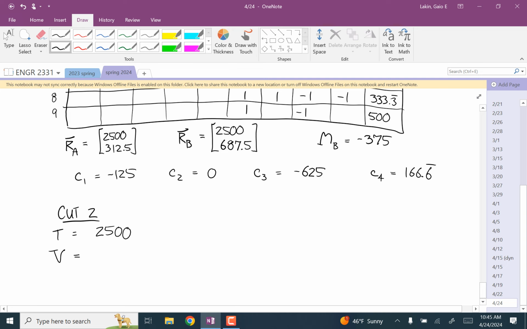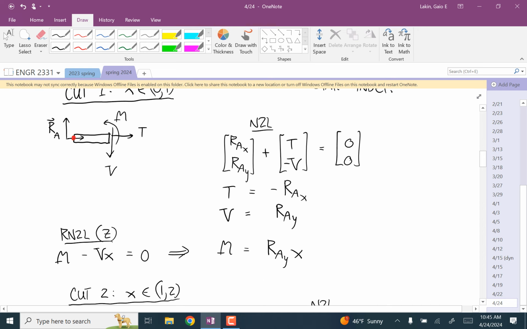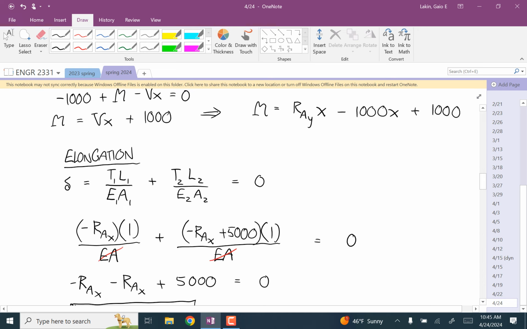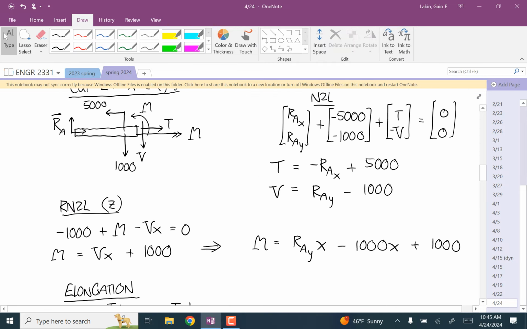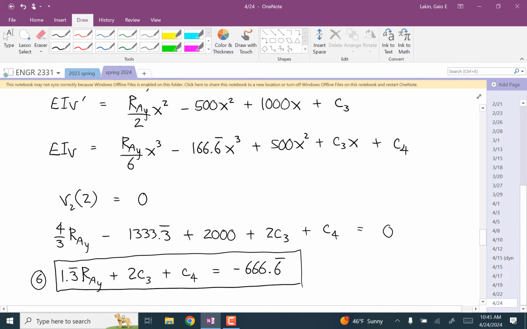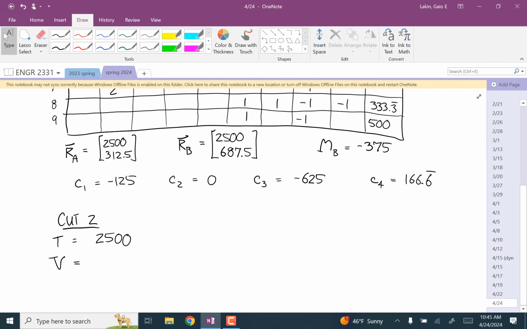We have a shear force, cut 1, cut 2. So shear force is RAY minus 1,000. So that must be negative 677.5. Right? Did I do that right?